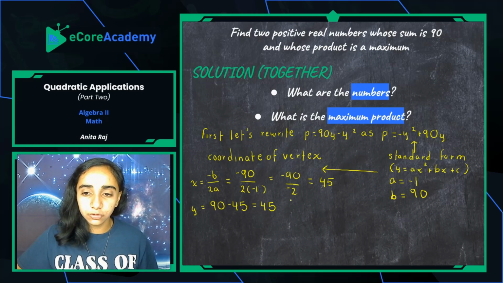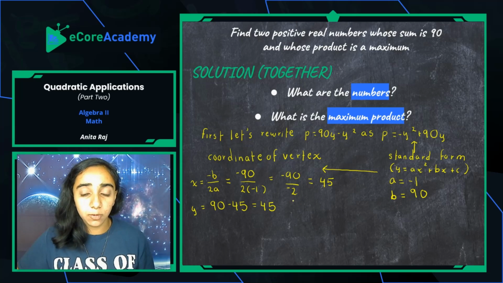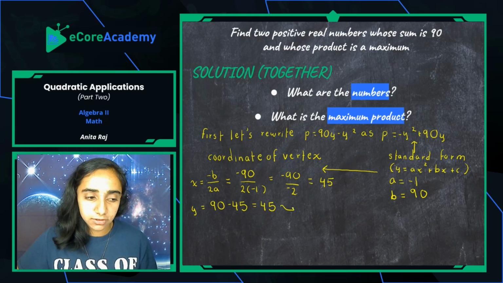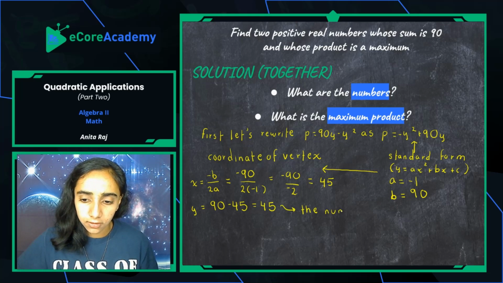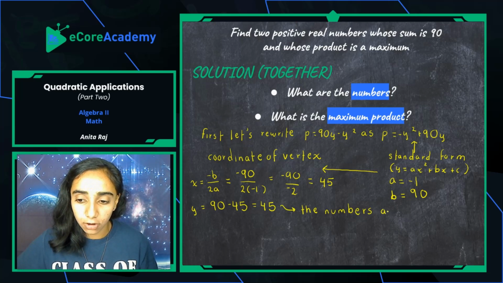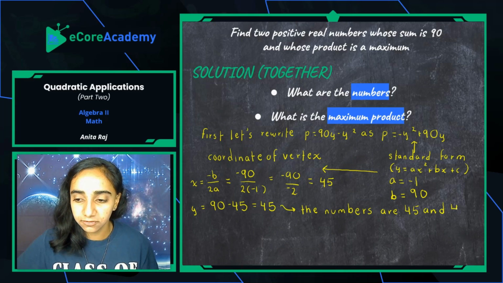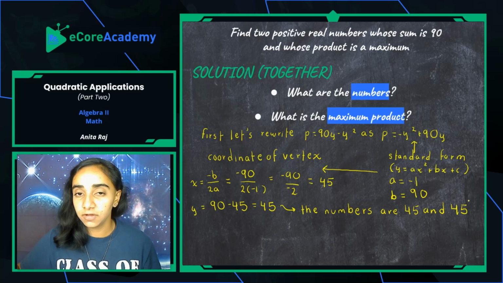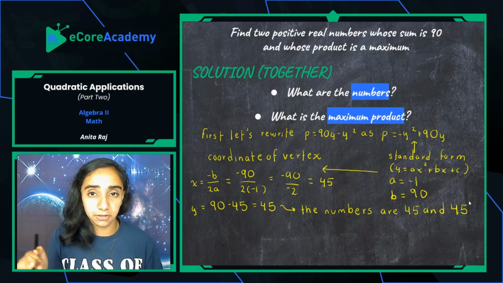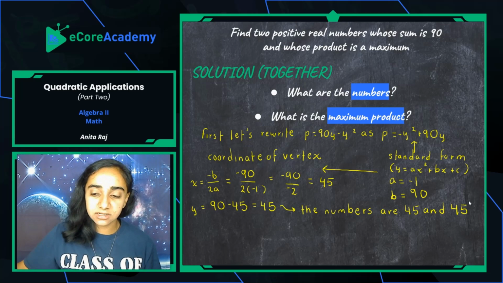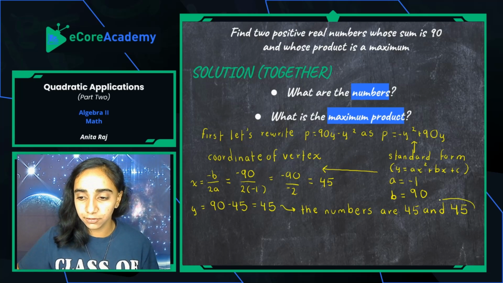Therefore, how do I answer this first question? What are the numbers? Well, they're both the same number, 45 and 45. So our first positive real number is 45, second positive real number is 45, and they're both positive real numbers. So that's solved. So 45 and 45 are the answers to that first question.